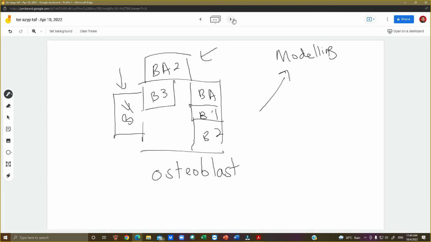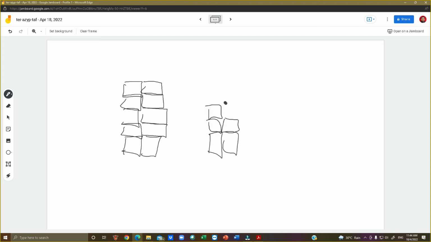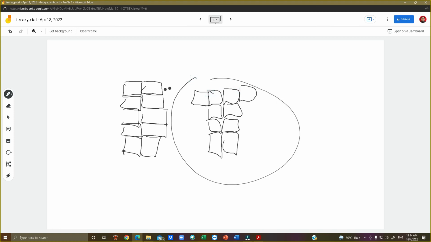Kita ambil blok Lego 1, 2, 3, 4, 5, 6, 7, 8, 9, 10. Okay, kalau remodel means we are going to change the shape of this 10. Maybe dia akan jadi 1, 2, 3, 4, 5, 6, 7, 8, 9, 10. Still 10, but different arrangement. This is remodel. Means osteoblast is going to knock down these two. Osteoclast is going to build up these two.